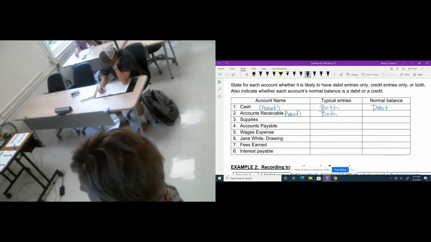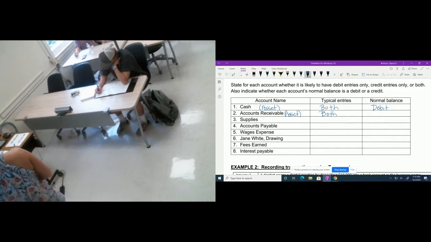All right. So what is the normal balance of accounts receivable? What's the increase side? Debit. Debit. Are y'all following? I can't tell.